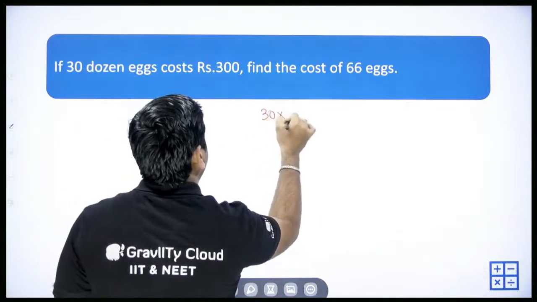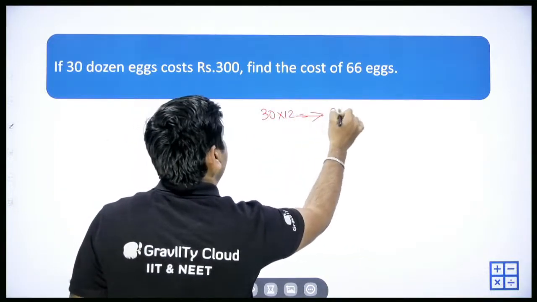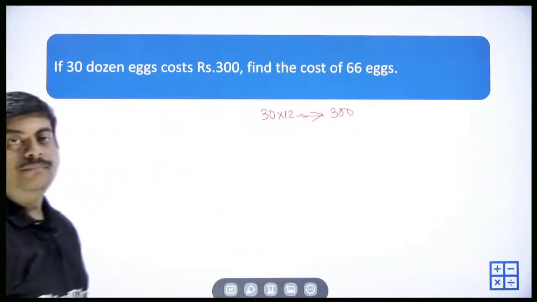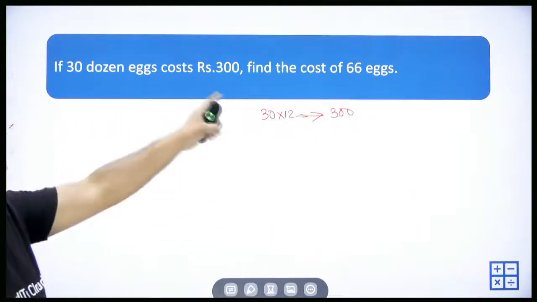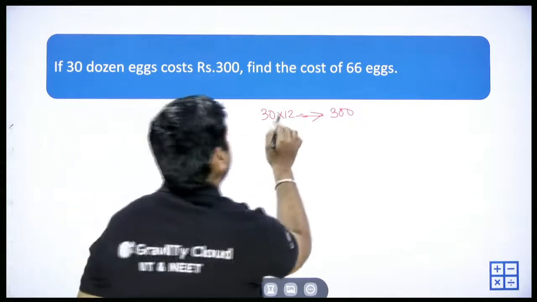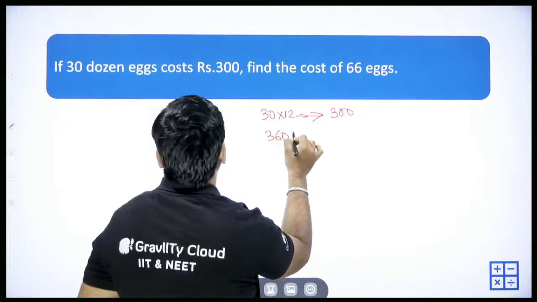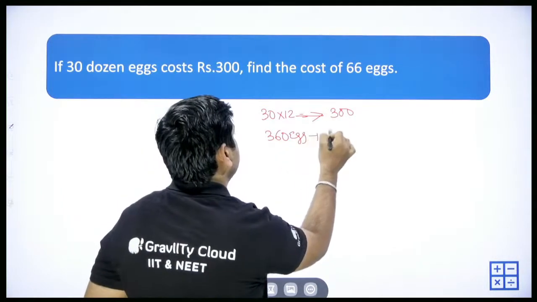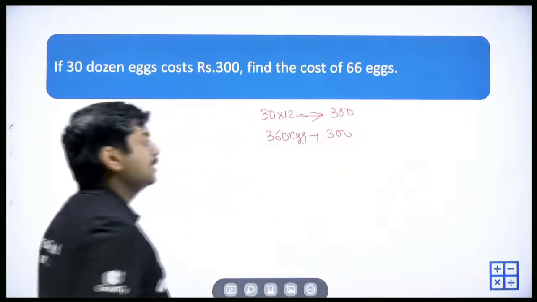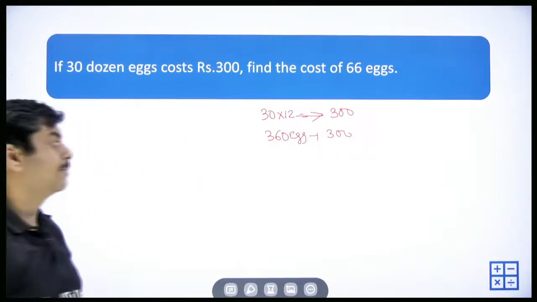30 into 12 is equal to 300. Okay, it's not equal to, it's equal to 300 rupees. Find the cost of 66X. So now 30 into 12 is 360. 360X costs 300 rupees. So now we need to find the cost of 66X.